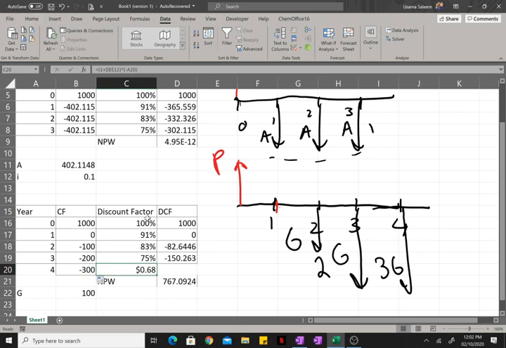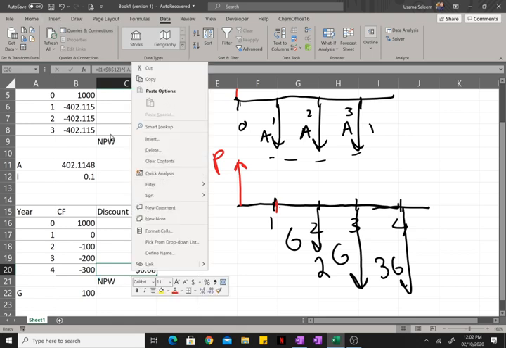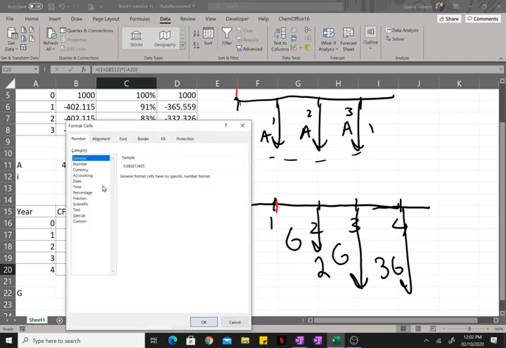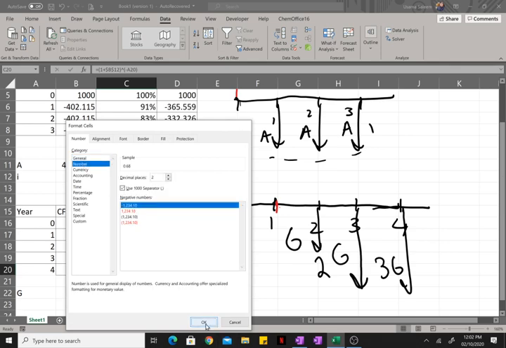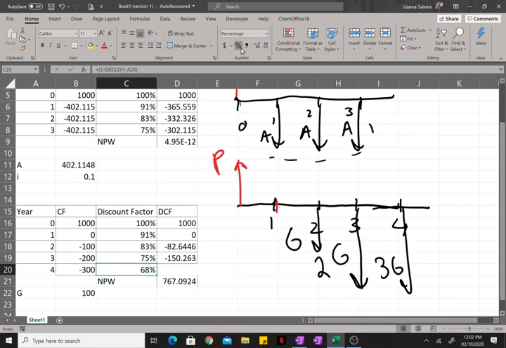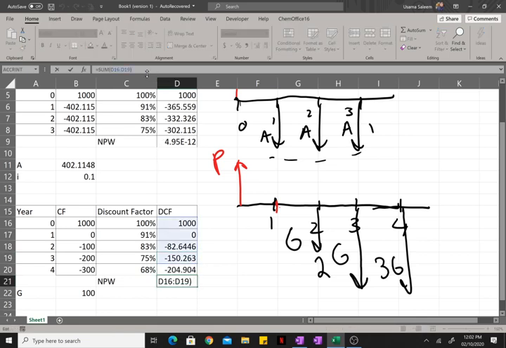All right, so let me just fix this formatting real quick. Okay, I just want decimals here. General, yeah, this is good enough. Or percentage, just to keep it consistent. So the discount factor, we know all the discount factors. At year 4, the discount factor is going to be 68%. And let me just drag this down as well. Now, in order to find the NPW, I have to take the sum over the entire 4 years instead of 3 years.